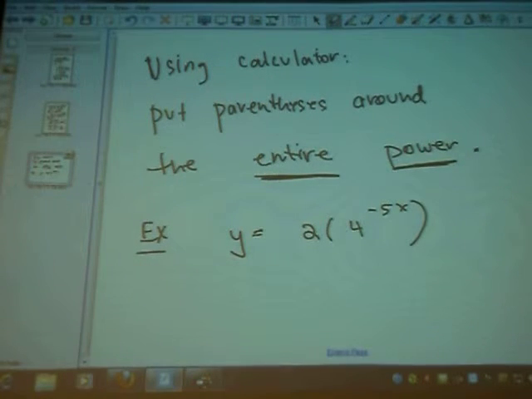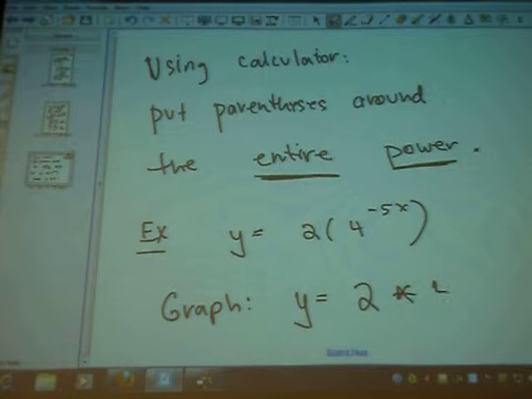Y equals 2 times 4 to the negative 5x. So that in parentheses right there. Okay. Just like that. To graph that, I would want to do y equals 2, then the multiplication symbol, 4 to the power of, parentheses, negative 5x.